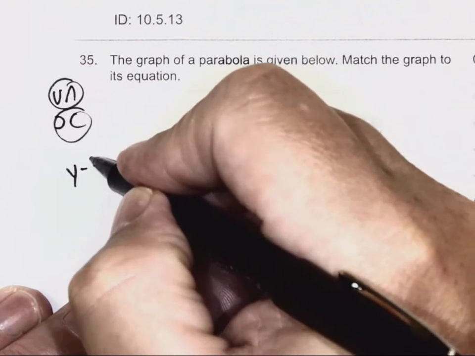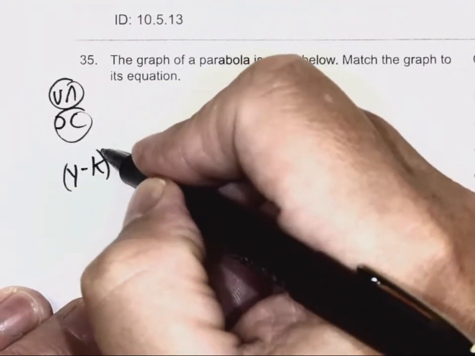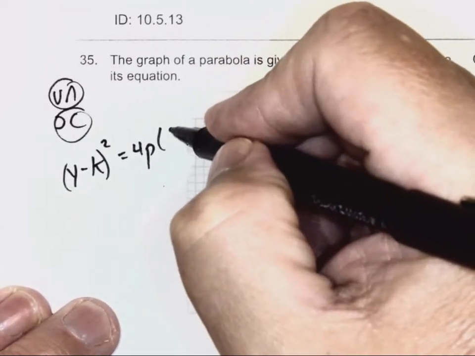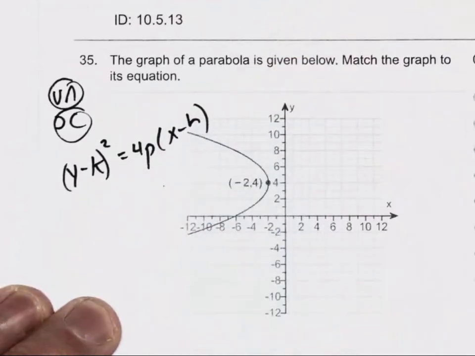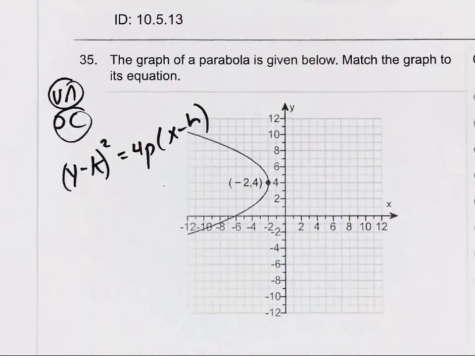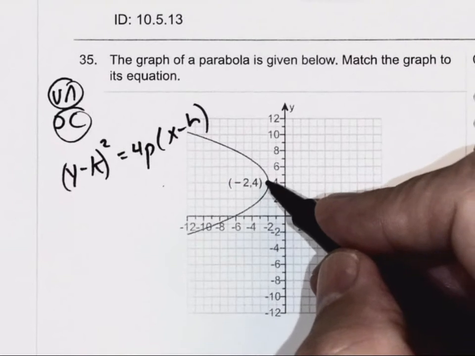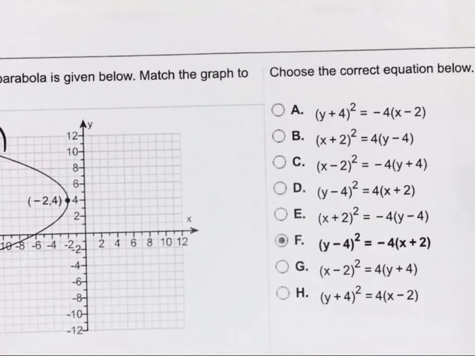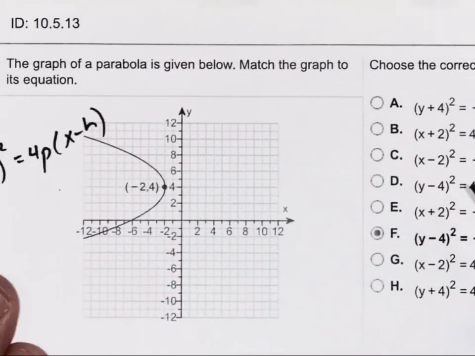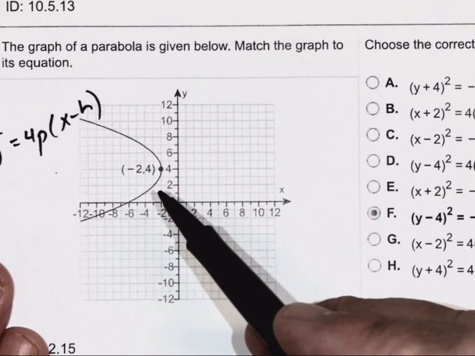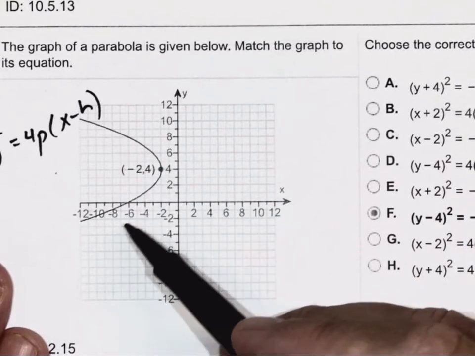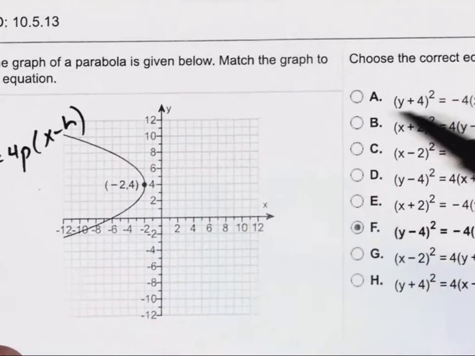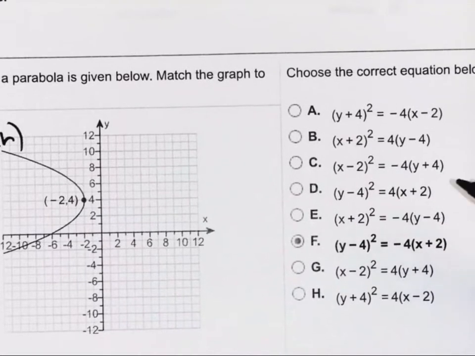If you look on their formula sheet, y minus k squared equals 4p times x minus h, where (h, k) is the vertex. Now this is a kind of problem. If you look here, they give you a bunch of possibilities. So you don't have to actually precisely find the equation of this parabola. Let's just fill in what we know, and as we fill in stuff we know, we may be able to figure out which one of these is correct.